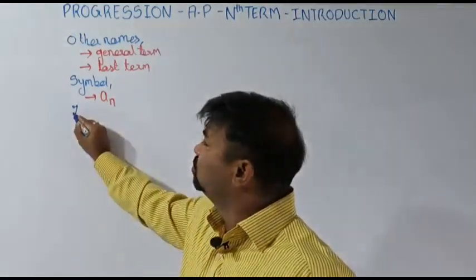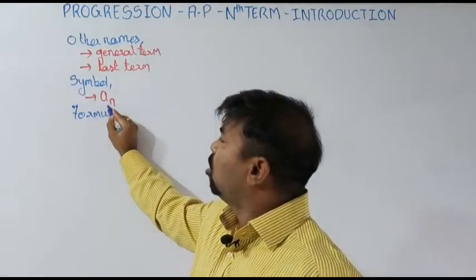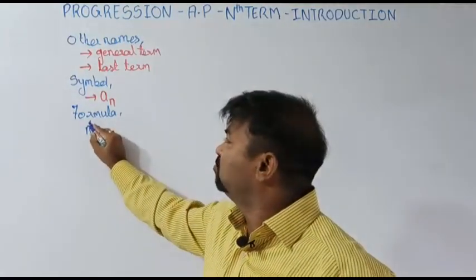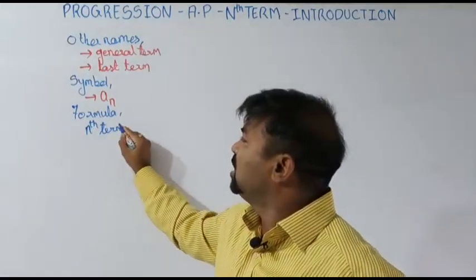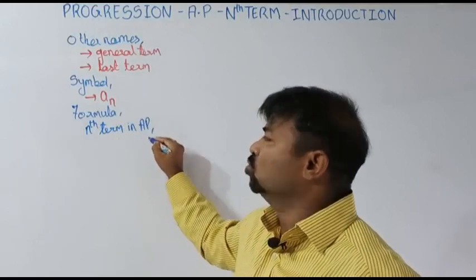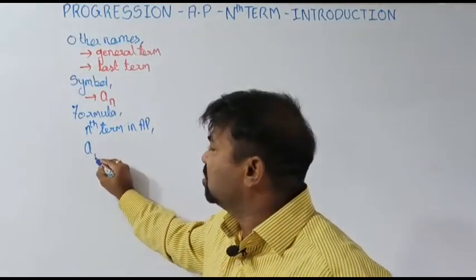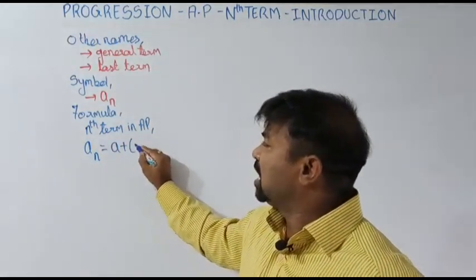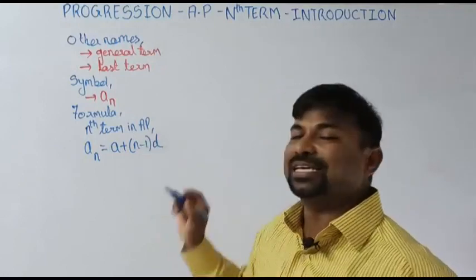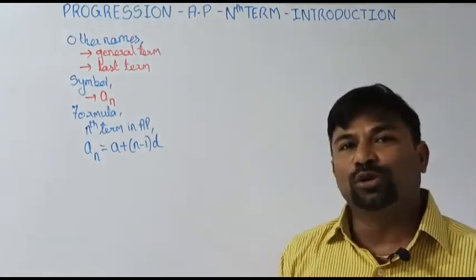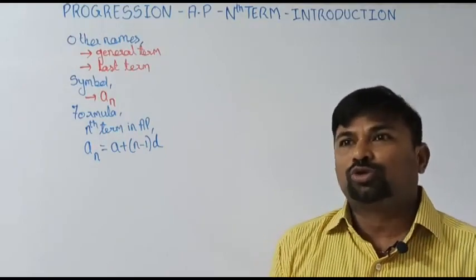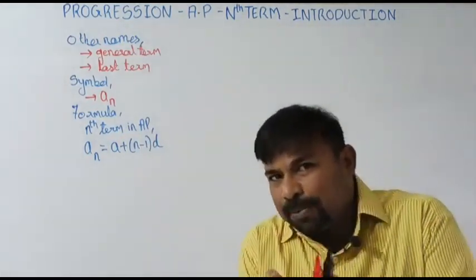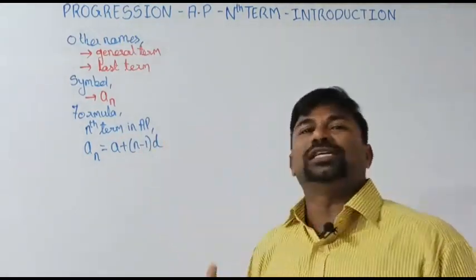The formula of the nth term in AP. What's the formula we use? The formula, with the symbol a_n, is a_n = a + (n - 1) × d. This is the formula we are going to use to find something, I will let you know. So this is the formula. The nth term formula is a + (n - 1) × d.